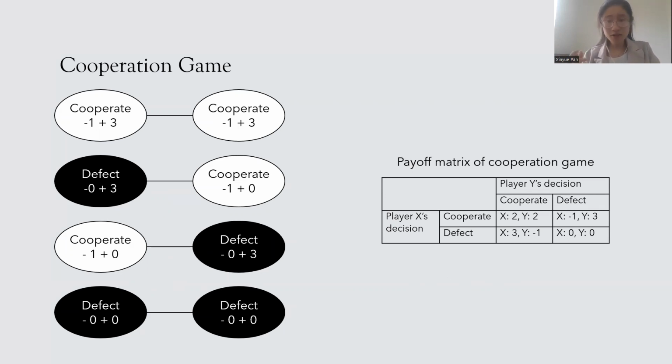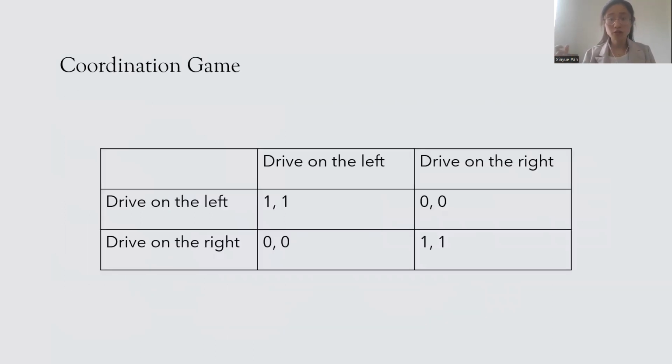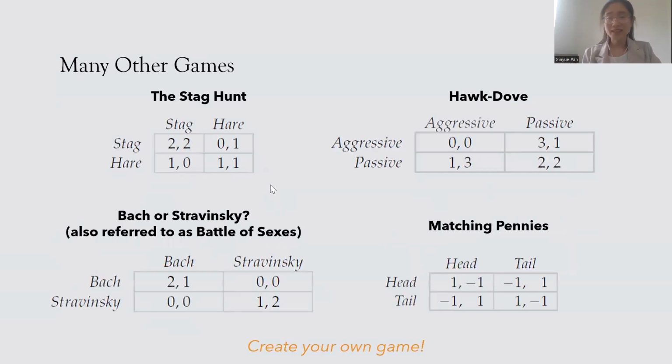And you can also use such a payoff matrix to represent other kinds of interactions. For example, if you want to represent an interaction with a coordination nature, you can use the coordination game payoff matrix. If the two persons successfully coordinate, they will both get the payoff, and if they fail to coordinate, none of them will get the payoff. And there are also many other different kinds of payoff matrices.